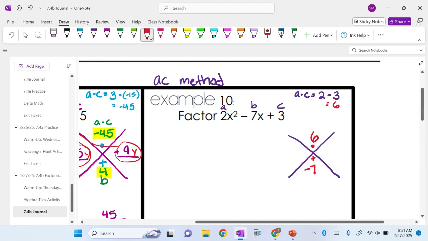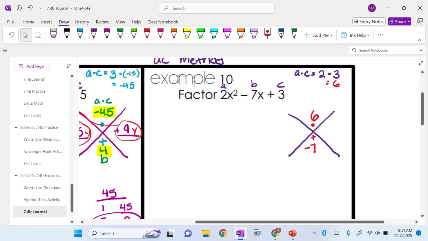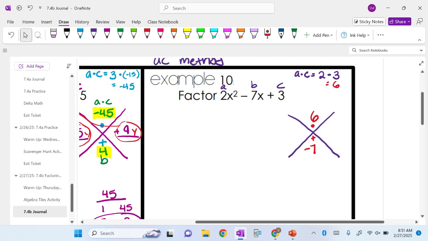So we need 2 factors of 6 that will add to give us -7. Now, since the 6 is positive, that means we have 2 of the same signs. All right. Are those signs going to be positive or negative? Negative. Why?